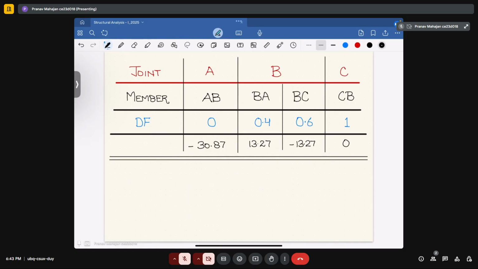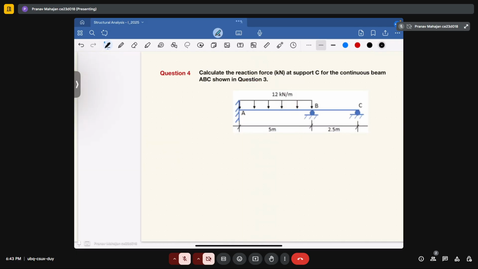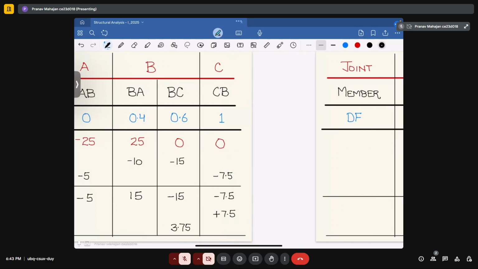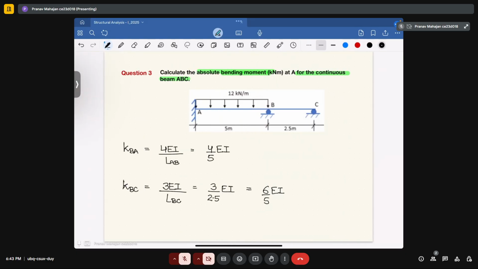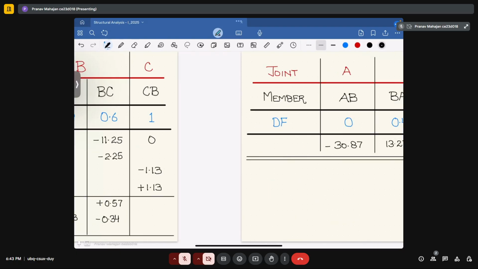Okay, so that means you have calculated all the fixed end moments at different points of the continuous beam. Now the same question is there, but in this question it is further mentioned to calculate the absolute bending moment at A, so that we have missed. So after calculating the moments, you are required to calculate the fixed end moments at A.